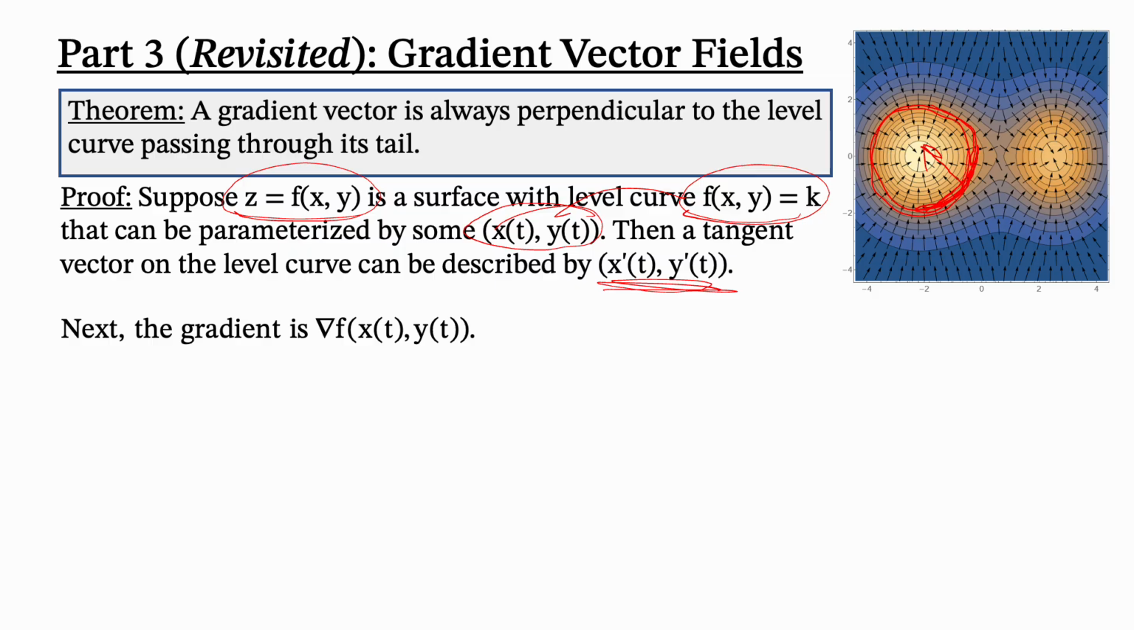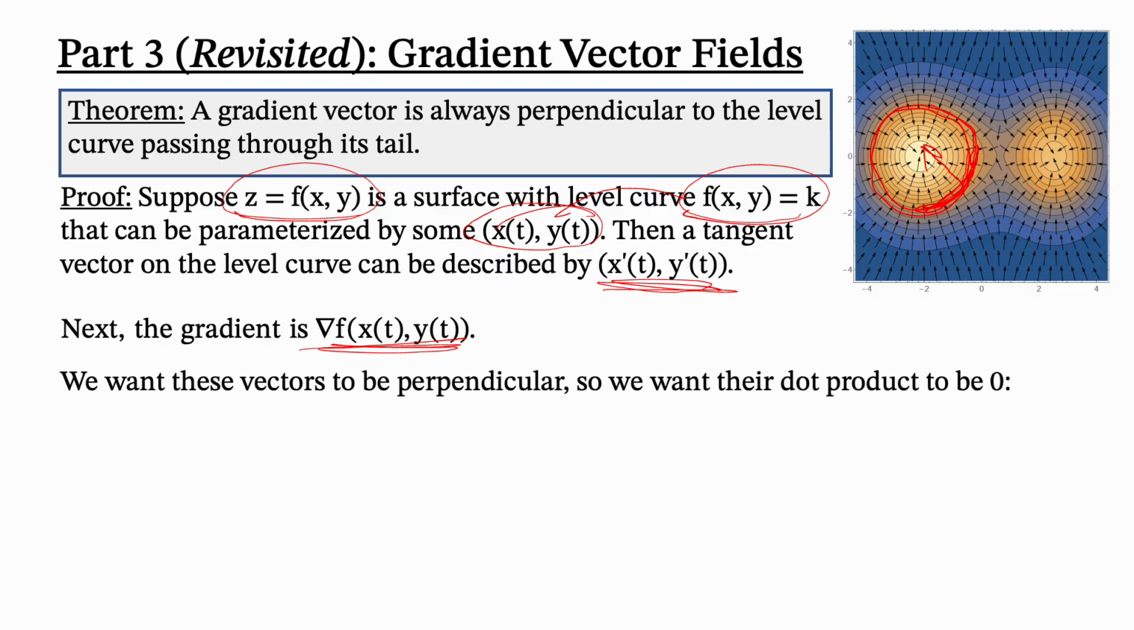Next thing you could do is get your gradient. The gradient of f on that level curve would be the gradient of f of x of t, y of t. Now we want those vectors to be perpendicular to each other. That's what we're trying to prove.